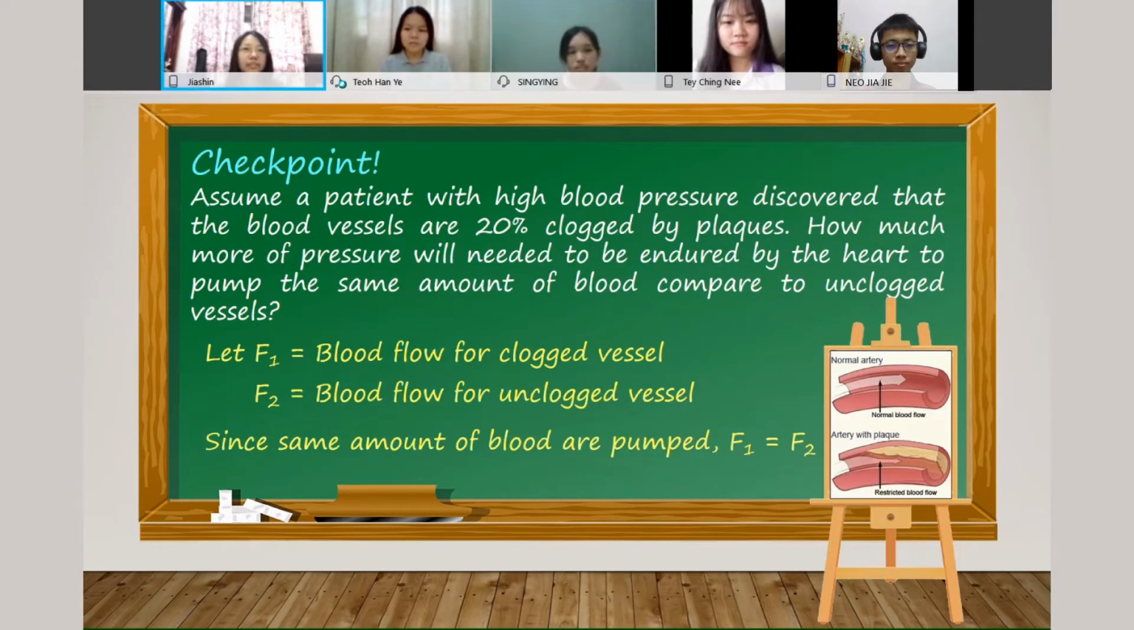Okay, now let me explain with example 1. Assume a patient with high blood pressure is found to have blood vessels that are 20% closed by blood. How much more pressure needs to be applied by the heart to pump the same amount of blood compared to unclosed vessels? Now we let F1 equal the blood flow for closed vessels and F2 equal the blood flow for unclosed vessels. Since the same amount of blood is pumped through the blood vessels, F1 is equal to F2.